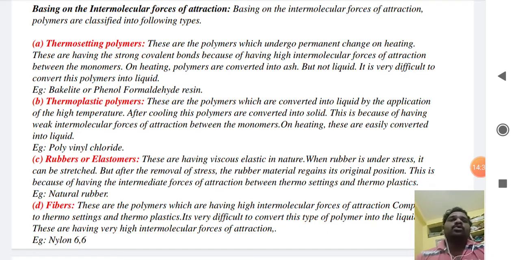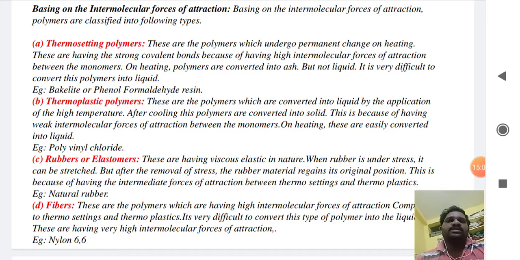There is one more character of thermoplastic polymers. After the conversion of solid into liquid, on cooling or at low temperature, the liquid polymer is converted into solid again. These are called thermoplastic polymers. The best example of thermoplastic polymers is polyvinyl chloride or PVC, which is used in the preparation of plastic pipes. Thermoplastic polymers are easily molded.